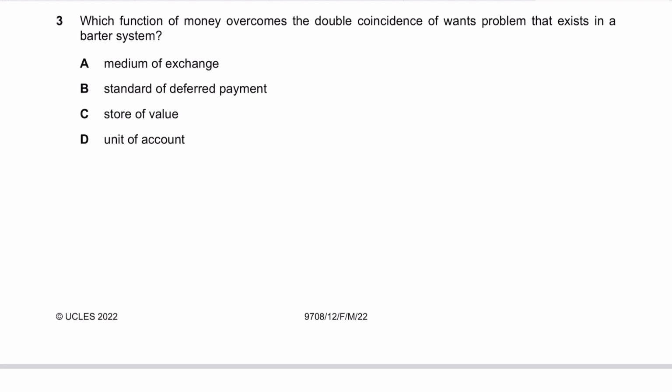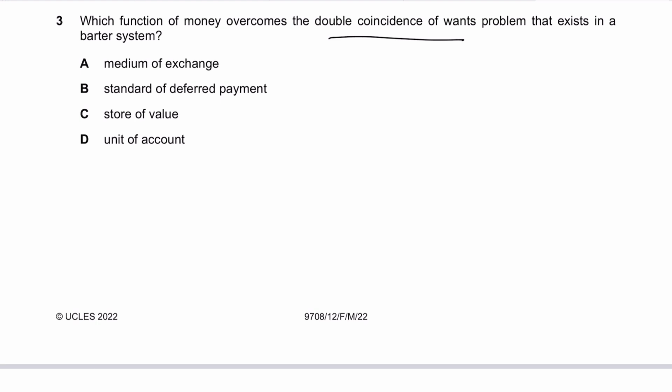Question 3 states, which function of money overcomes the double coincidence of wants that exists in a barter system? It's an easy question. The problem with the double coincidence of wants in a barter system was that if I want oranges and I have apples to exchange, maybe the other person selling the oranges does not want apples. So the wants should coincide, as in what I want, he should also want the thing that I am exchanging in return for what I am buying from him.